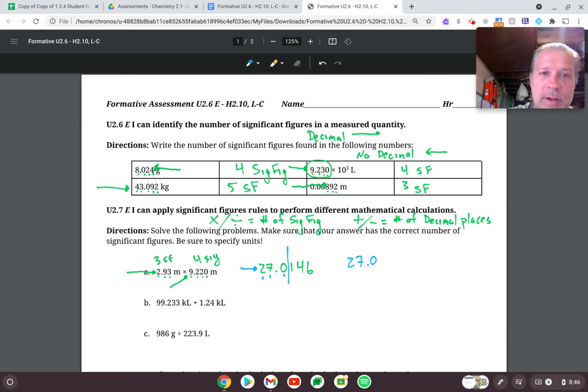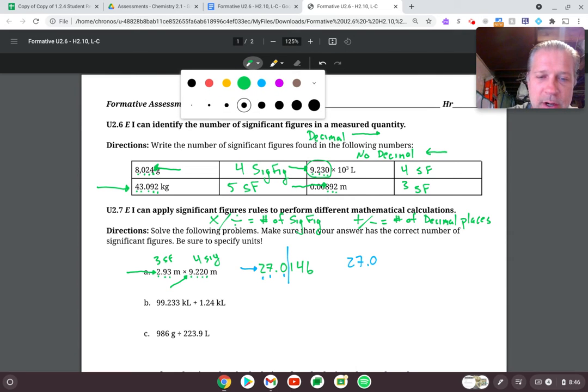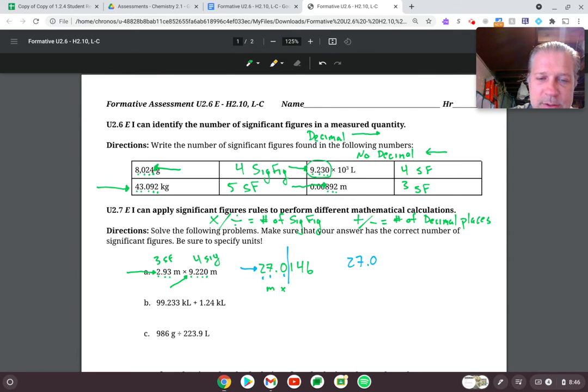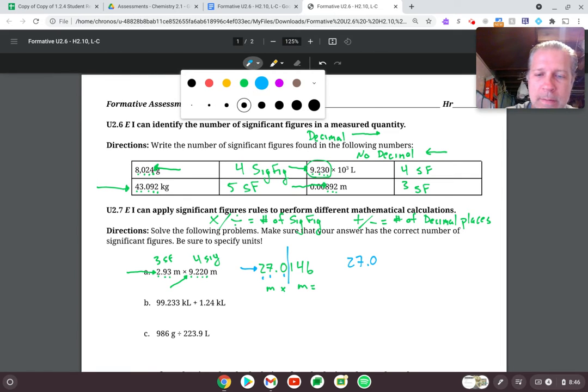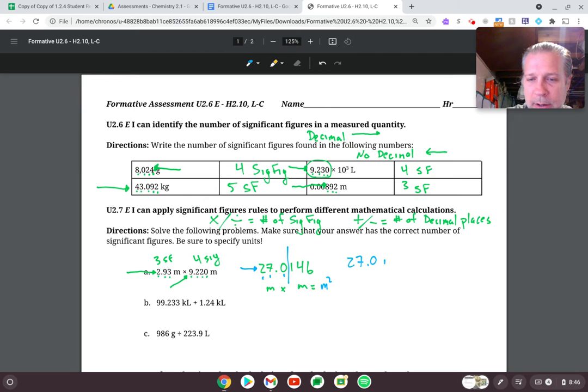Now, in this case, we had the unit of meters times meters, which is going to equal meters squared. So my final answer is going to be 27.0 meters squared. On the quiz itself, we are going to be assessing your answer with the appropriate number of sig figs and the appropriate unit. So make sure that you're keeping track of that.